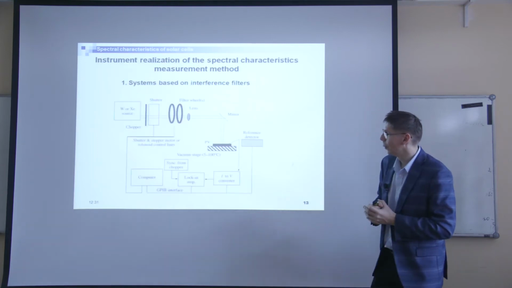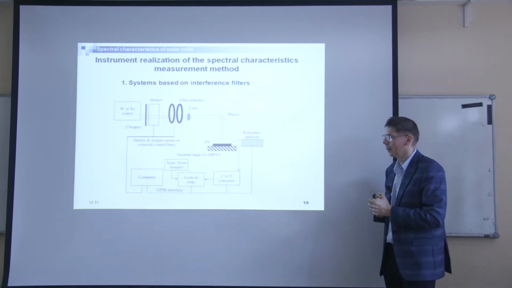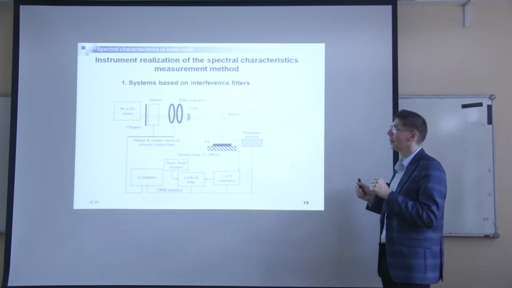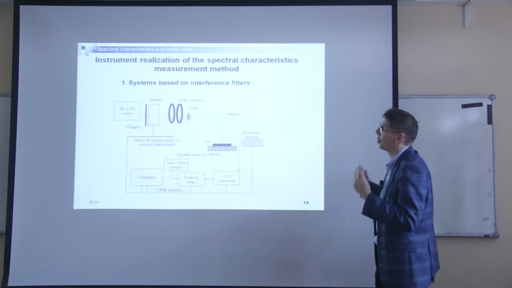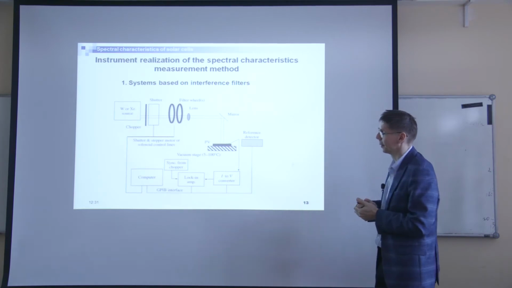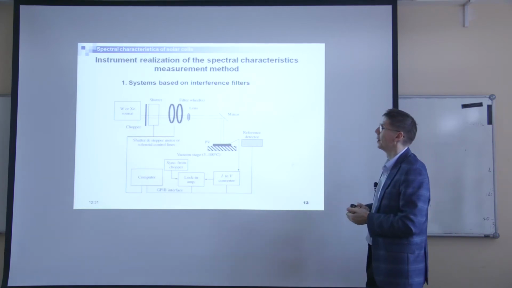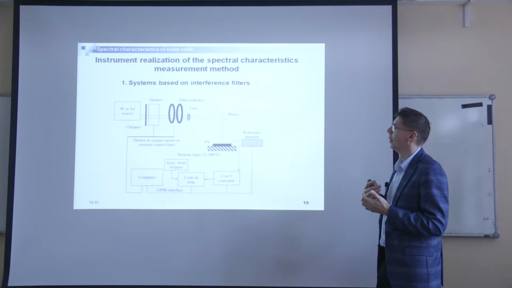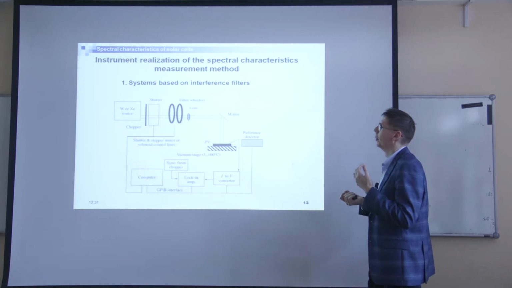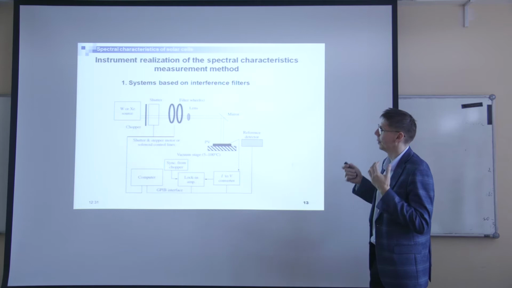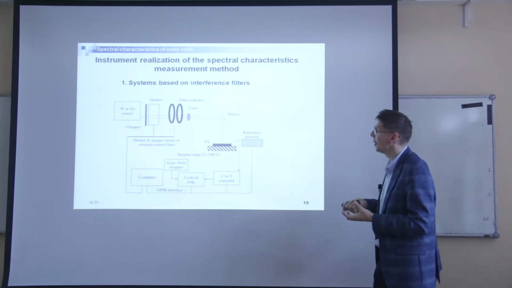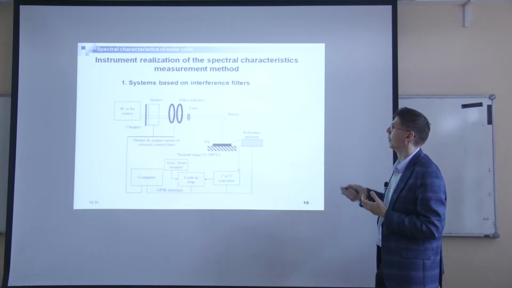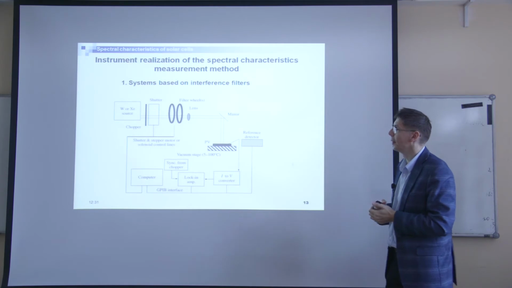So now a few words about the experimental instrumentation, the realization of this technique. There are different ways to realize the quantum efficiency measurements, but the main idea is that you have to use some source of monochromatic light, and for this reason you can use a set of filters.